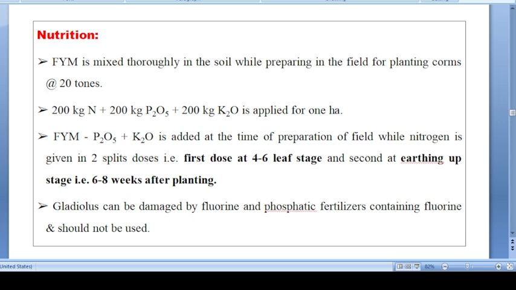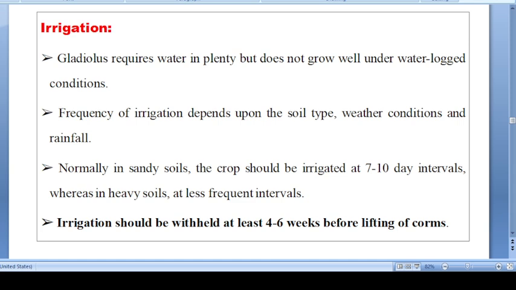This is also one commonly asked question in case of gladiolus, that is, which is the crop susceptible to fluorine injury or fluoride injury. Phosphatic fertilizers normally have more fluorine content, so it is highly susceptible to fluoride injury.